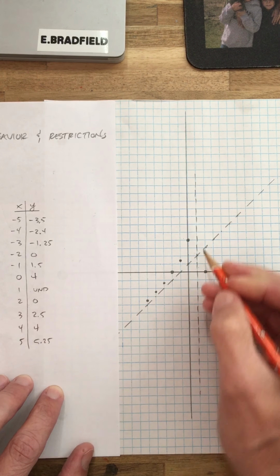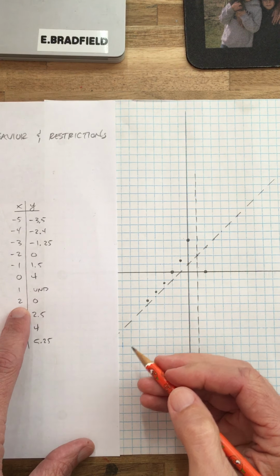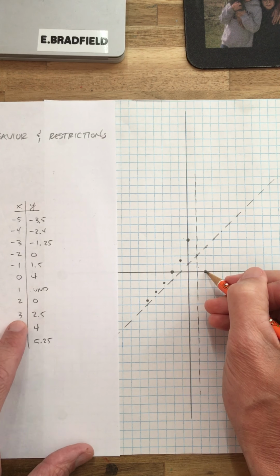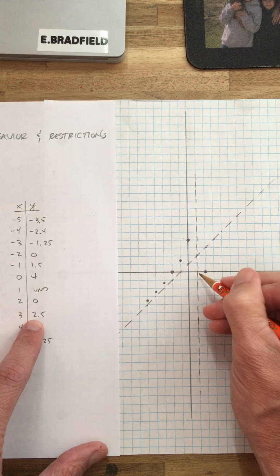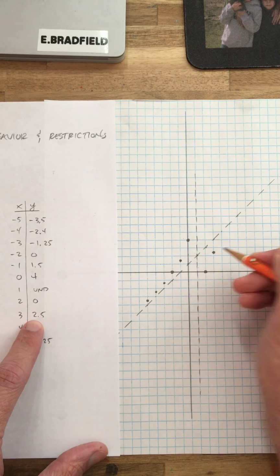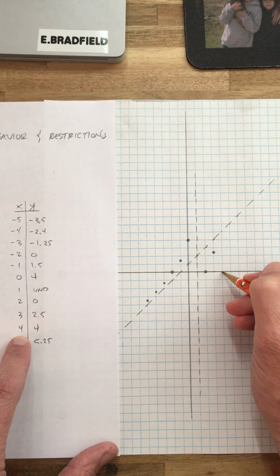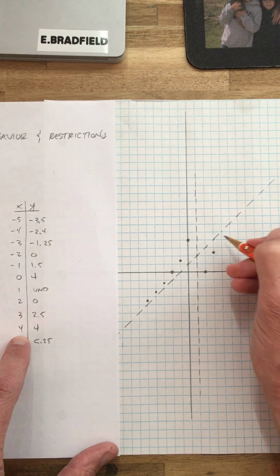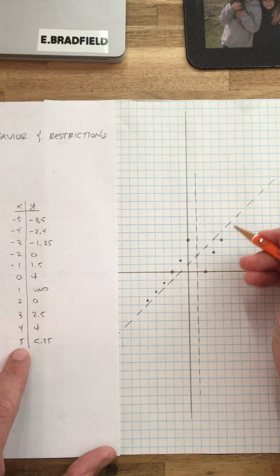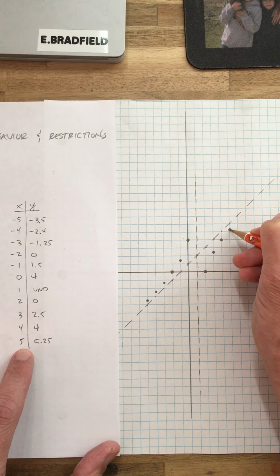All right, 1 is undefined. And let's do the other side. 2, 0, got it. 3, 2.5, so 1, 2, 3, 2.5 is here. 4, 4, 1, 2, 3, 4. And then 5, 5.25 is right here.